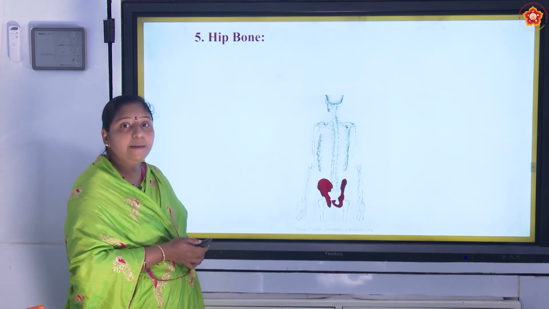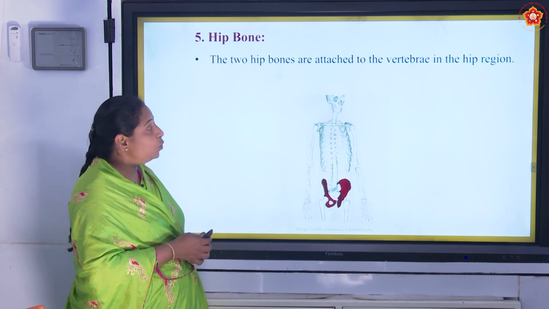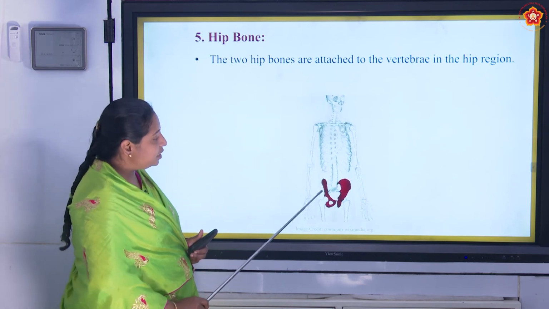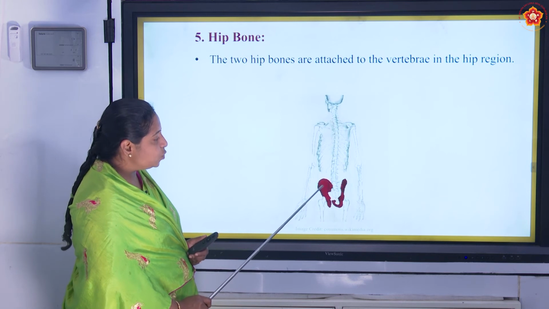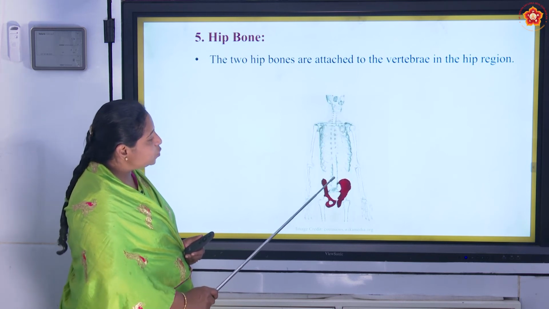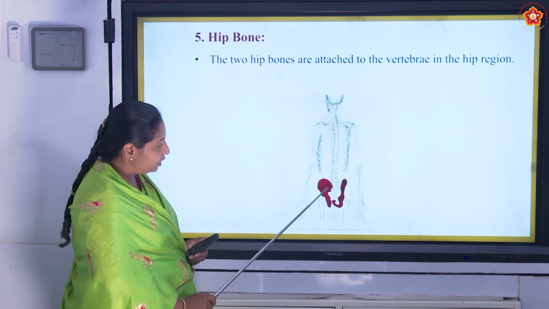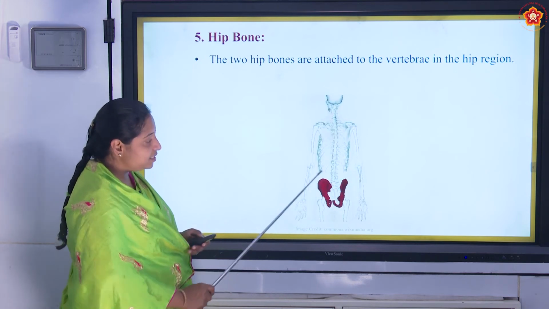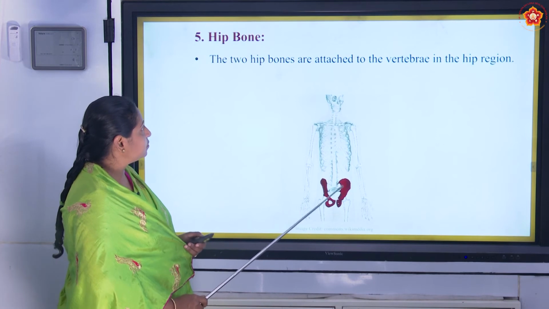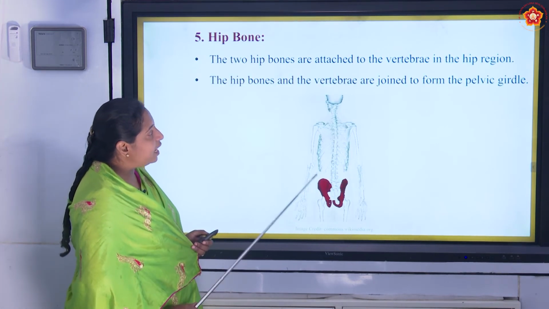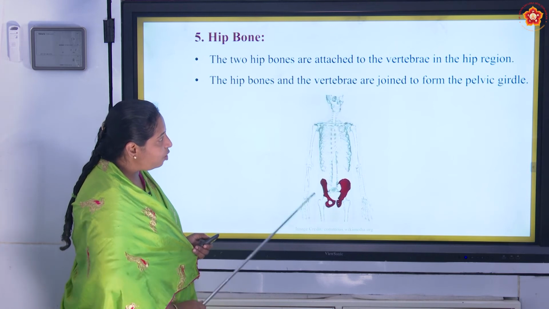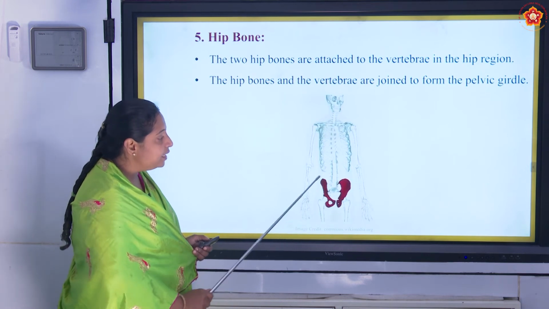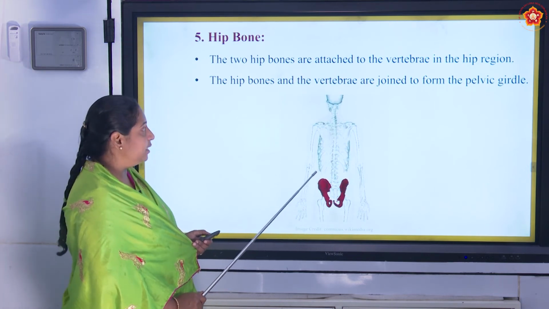And the next is the hip bone. The two hip bones are attached to the vertebrae in the hip region. See these red color bones, these two are hip bones, and these two hip bones are attached to the vertebrae. You can see that they are attached to the vertebral column in this hip region. And the hip bones and the vertebrae are joined to form the pelvic girdle. These two hip bones and vertebrae together form a girdle, and that is known as the pelvic girdle.